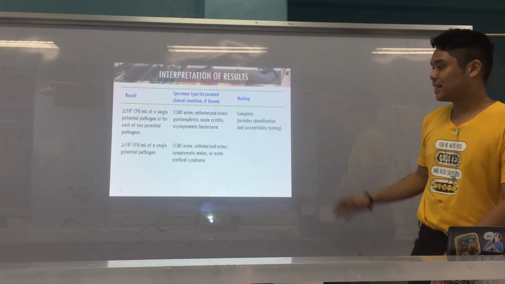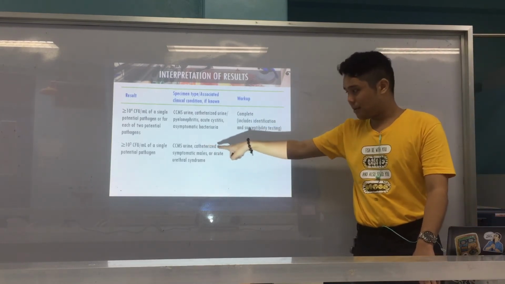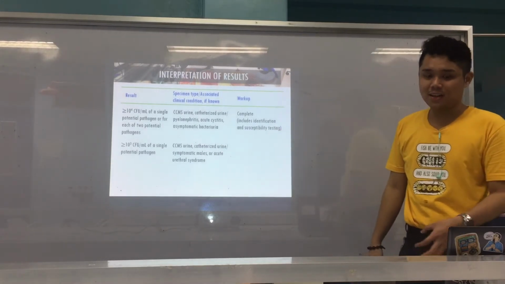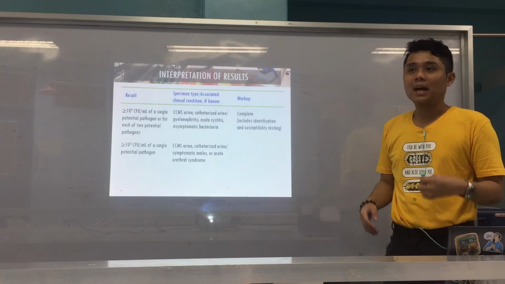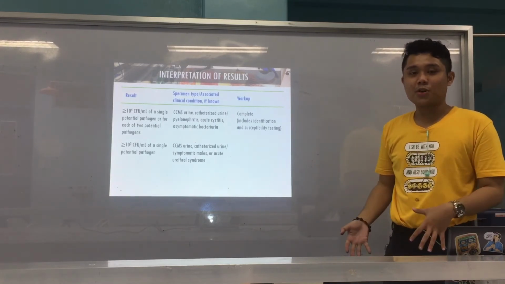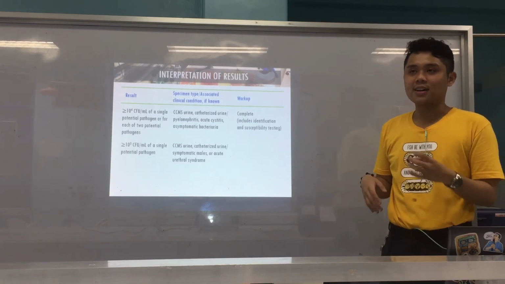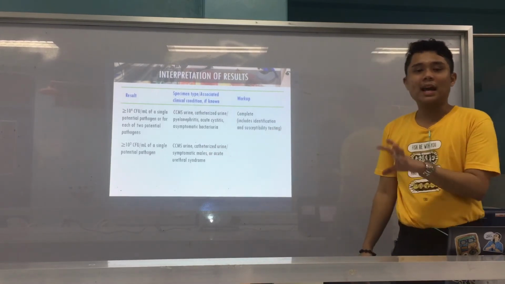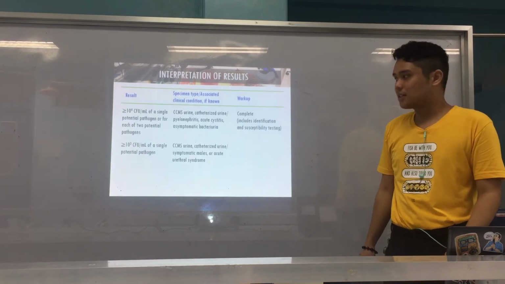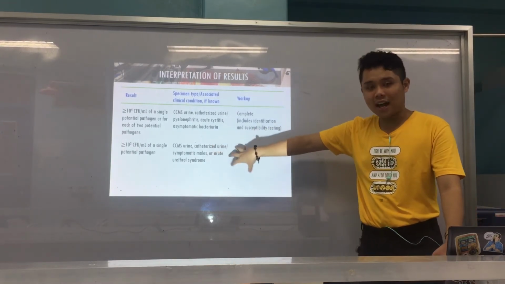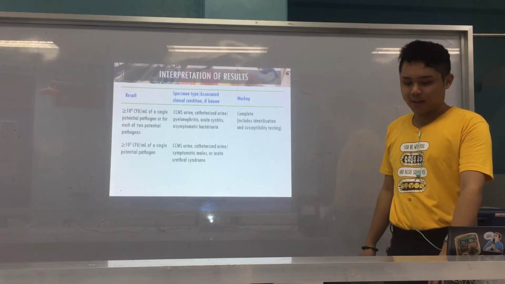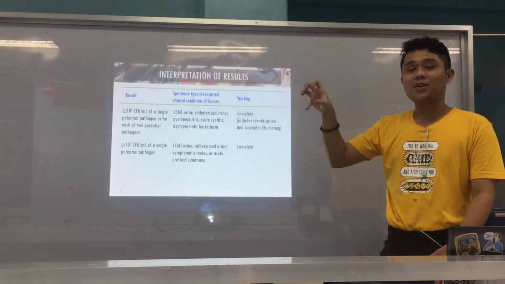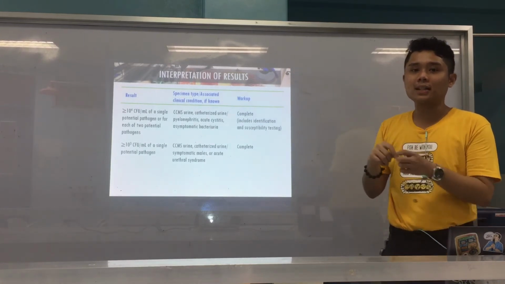Next, greater than or equal to 10 to the 3rd of a single pathogen, where your specimen is still the same: clean catch midstream, catheterized, symptomatic males, or someone with acute urethral syndrome. Recall, acute urethral syndrome has dysuria, painful urination, and pyuria, meaning there are WBCs in the urine. If males, UTI is usually rare. So still the same, your workup should be complete, because your number is greater than or equal to 10 to the 3rd. So that's quite a lot.